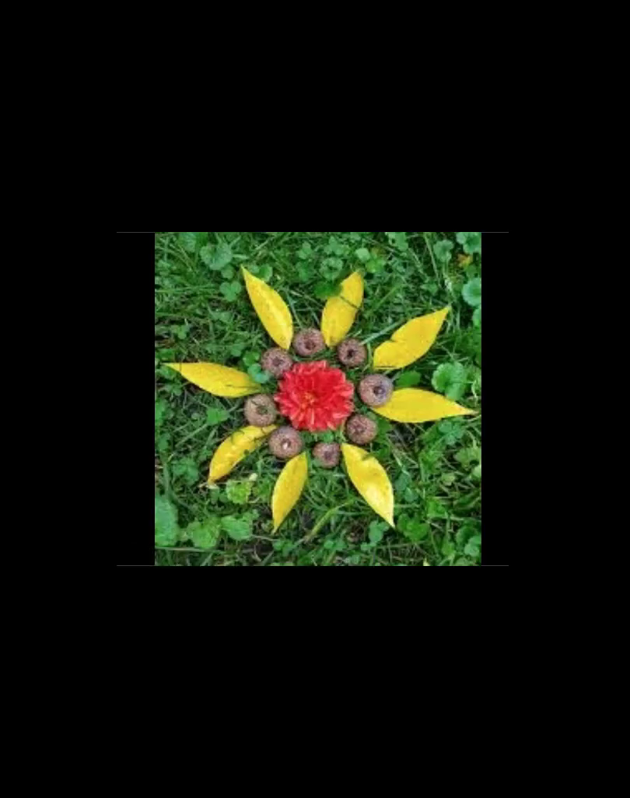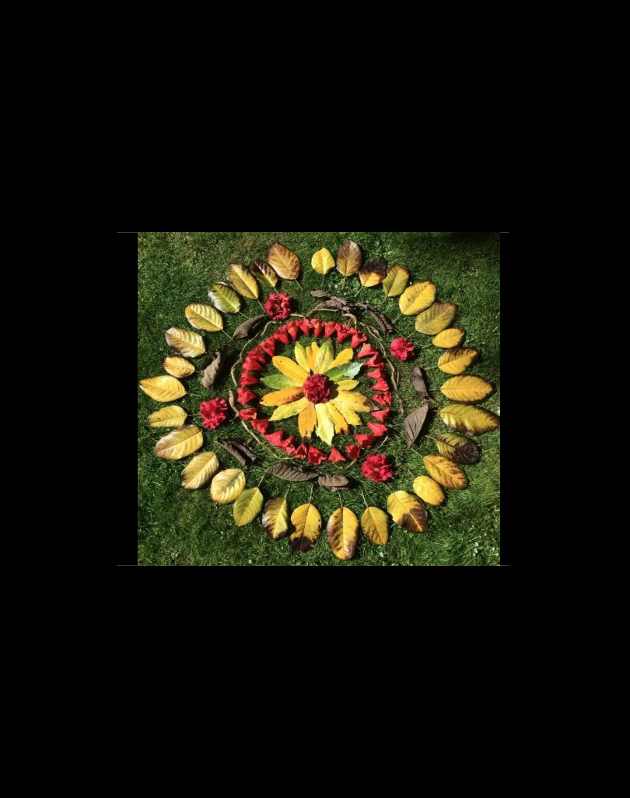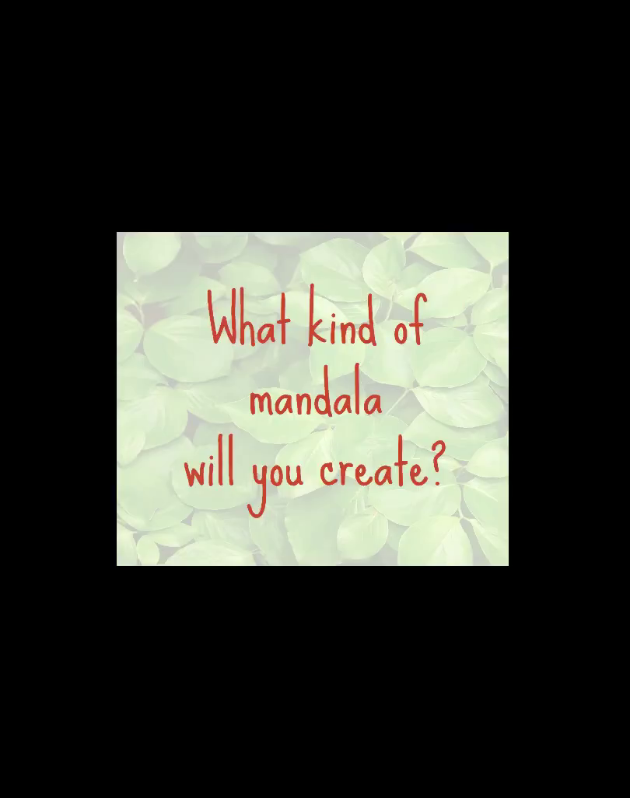Now let's look at some examples of mandalas that are made from found objects in nature. As you can see, the people that made these mandalas used different things for their backgrounds. Some of them made them right on the dirt or on a white piece of paper. This one's on grass. You can choose whatever you would like to use as the background for your mandala. And then you just organize all the pieces you find into this nice radial design. What kind of mandala will you create?